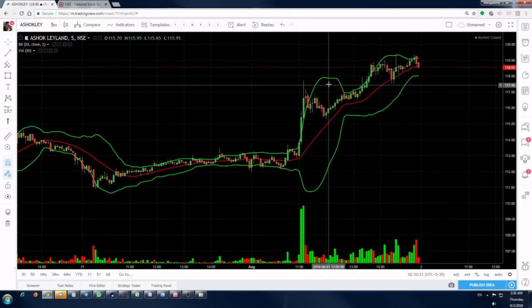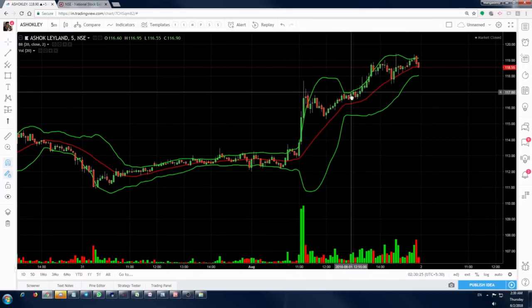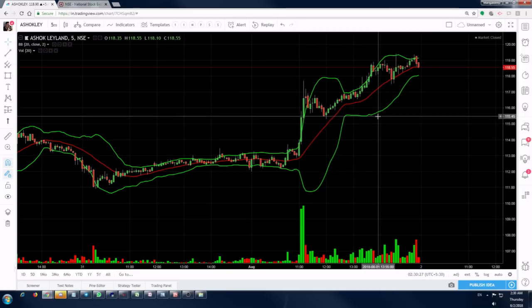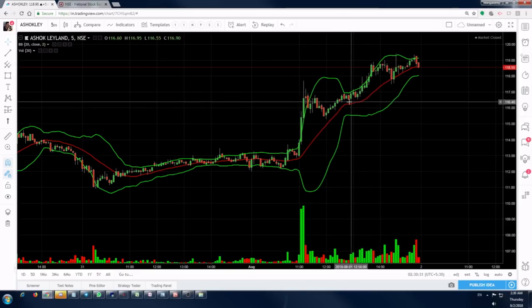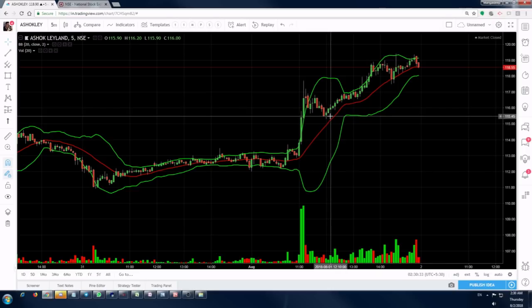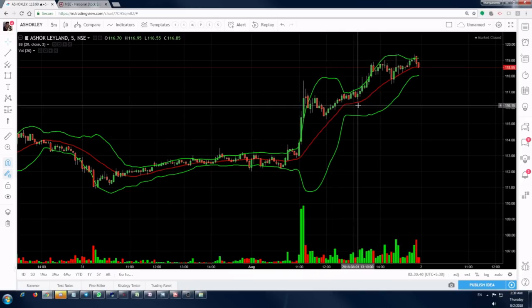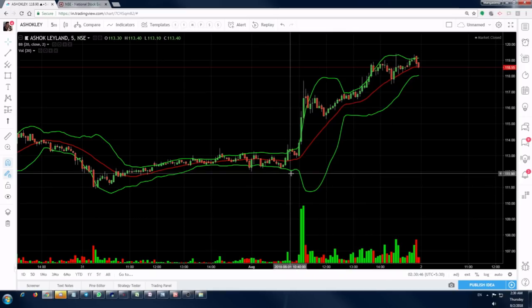The upper green line is the upper Bollinger Band, the lower green line is the lower Bollinger Band, and the red line in the middle is called the middle band, which is nothing but the 20 simple moving average. The thing to remember here is that the 20 moving average works as a very strong support and resistance. So that is number one.